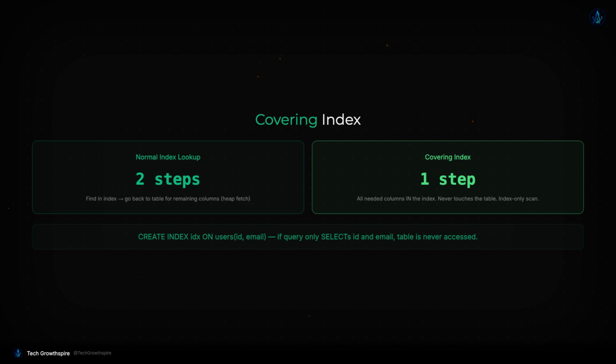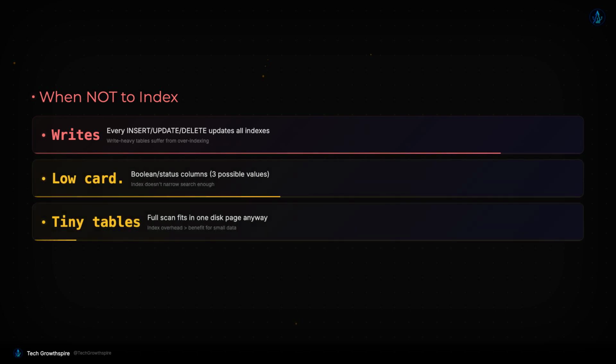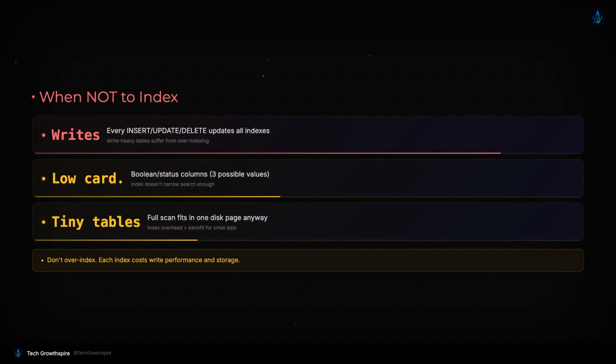A covering index is a powerful optimization. Normally, after finding a match in the index, the database must go back to the main table to fetch the remaining columns. This is called a table lookup or heap fetch. But if the index already contains all the columns your query needs, the database can answer the query entirely from the index without ever touching the table. This is called an index-only scan or covering index. For example, if you have an index on user ID and email, and your query only selects user ID and email, the database never needs to visit the actual table row.